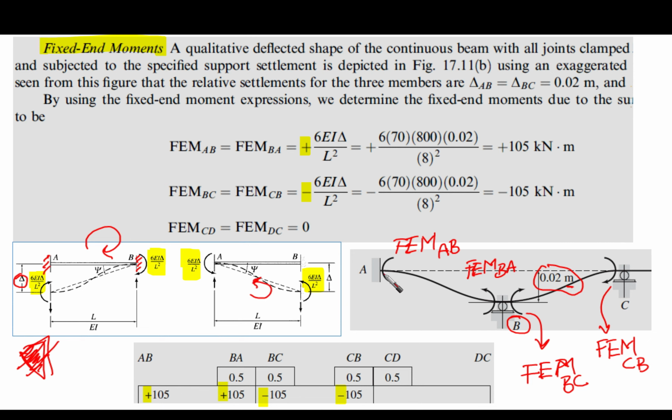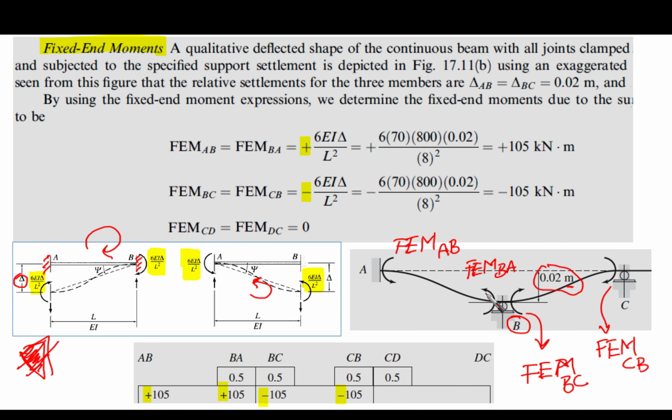Now for the span AB, the support settlement occurred at point B. This means that we are in this case. Right? So this is AB.